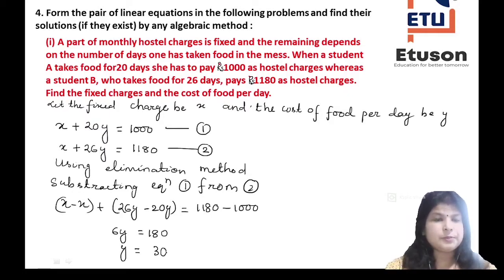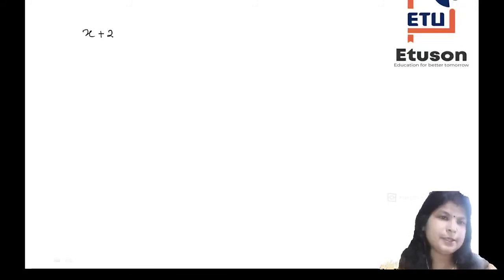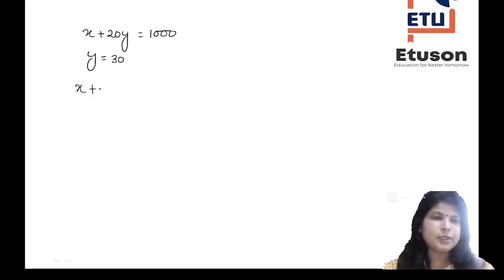So you substitute this value of y in any of the equation. So let me put in the first equation in which x plus 20y is equal to 1000. What is your y? Y is equal to 30. So you just put that value of y in the equation. X plus 20 into 30, that is equal to 600 perhaps.